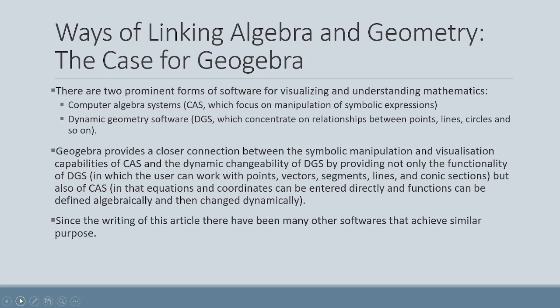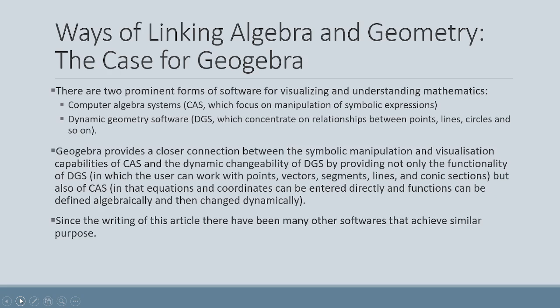So these are two separate types of systems that, when computer systems were first created along these lines, there was sort of a division, but GeoGebra is special. It provides a closer connection between the symbolic manipulation and visualization capabilities of CAS and the dynamic changeability of DGS by providing not only the functionality of DGS, but also of CAS.